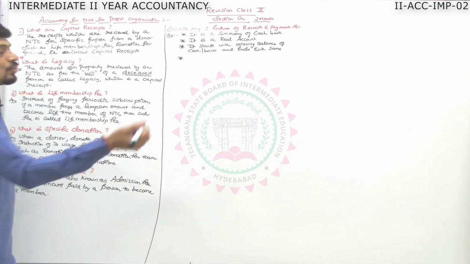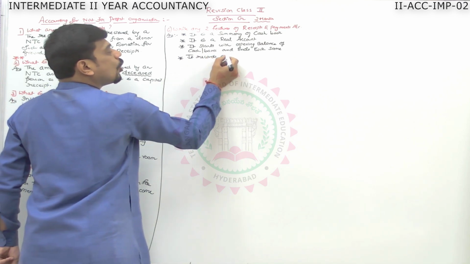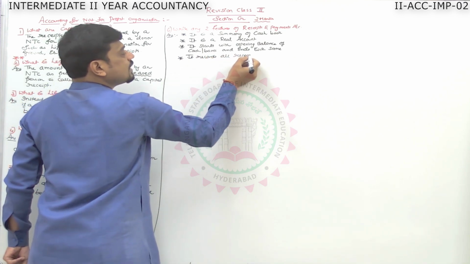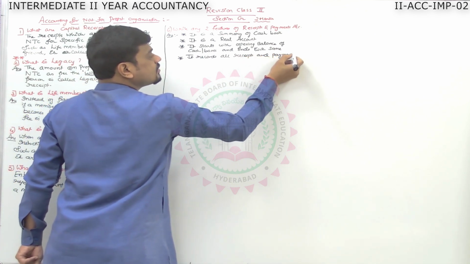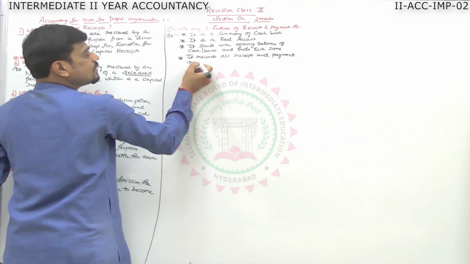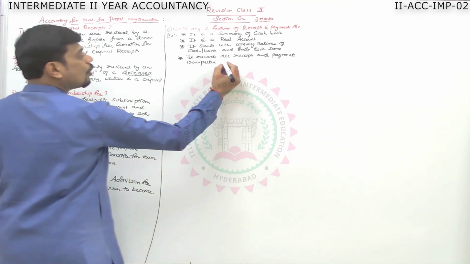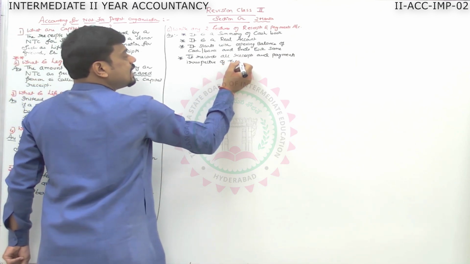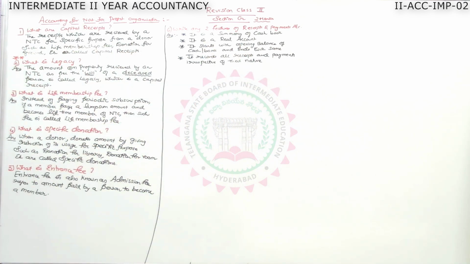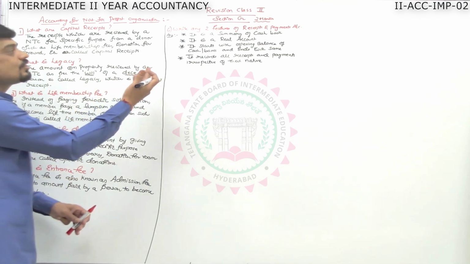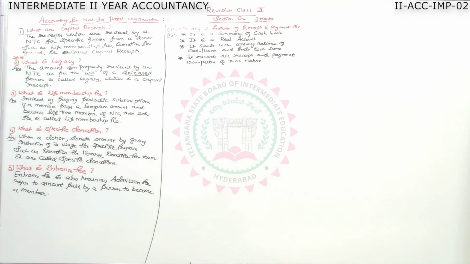One more feature. You can write it records all receipts and payments irrespective of their nature. Okay, so many features are there. The simple one I wrote. You can write even the feature like, sir, I won't write, it is prepared on cash basis. That also you can write here.